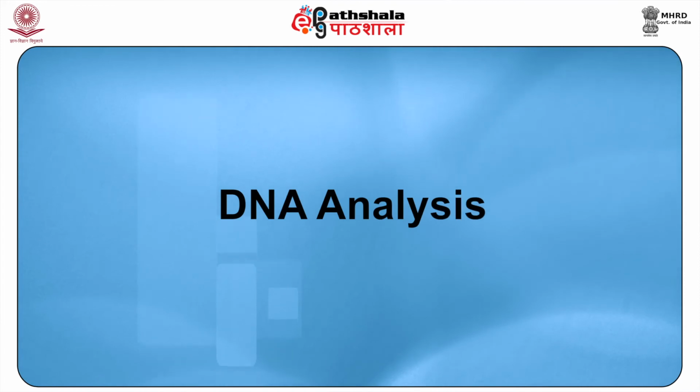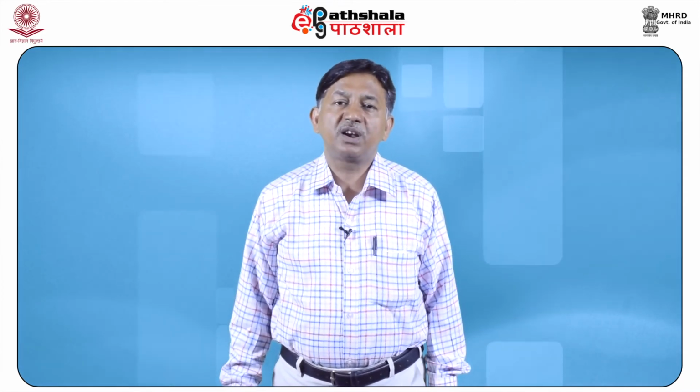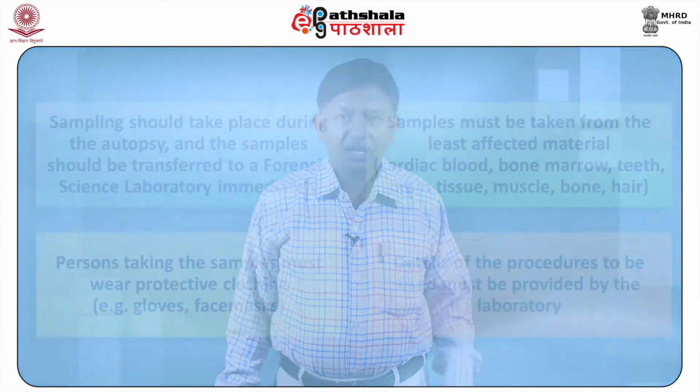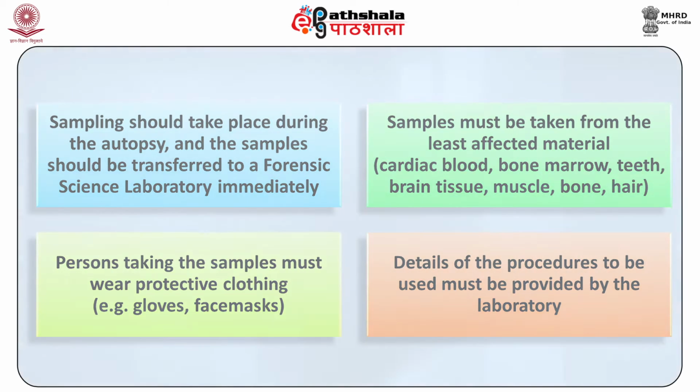Then coming on to the DNA analysis. Because the analytical procedures used in genetic identifications are extremely sensitive, it is essential to prepare, preserve and transfer all samples to a laboratory which uses precisely defined methods. The sampling should take place during the autopsy and the sample should be transferred to a forensic science lab immediately. The samples must be taken from the least affected material, for example, cardiac blood, bone marrow, teeth, brain tissue, muscle, bone or hair. The persons taking the sample must wear protective clothing, gloves, face mask. Details of the procedure to be used must be provided by the laboratory.